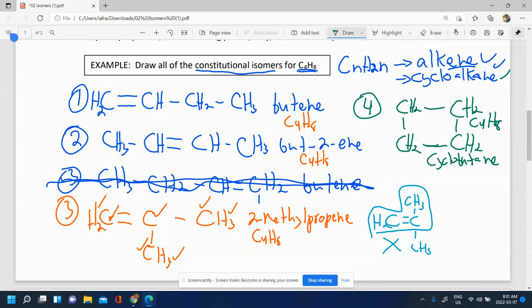I think we could do one more. We can try one more. Let me erase this one. That's a non-isomer. Or that's not considered an extra isomer, I should say.